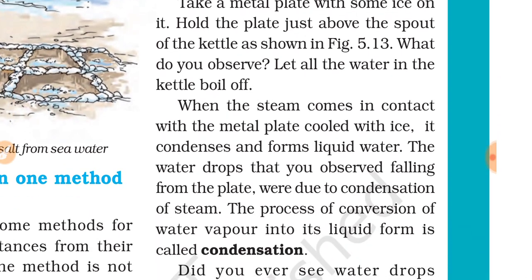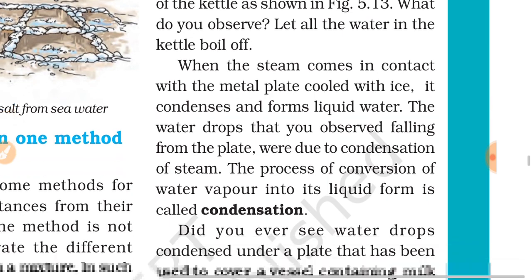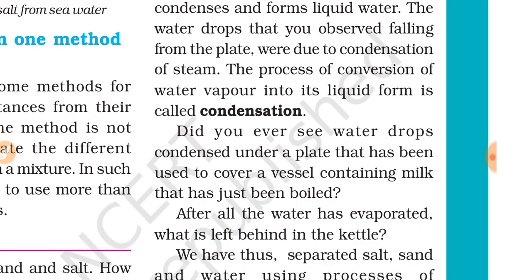When the steam comes in contact with the metal plate cooled with ice, it condenses and forms liquid water. The water drops that you observed falling from the plate were due to condensation of steam. The process of conversion of water vapor into its liquid form is called condensation. Okay, conversion into vapor is called evaporation, and conversion into liquid form of water is called condensation. Do you ever see water drops condense under a plate that has been used to cover a vessel containing milk that had just been boiled?